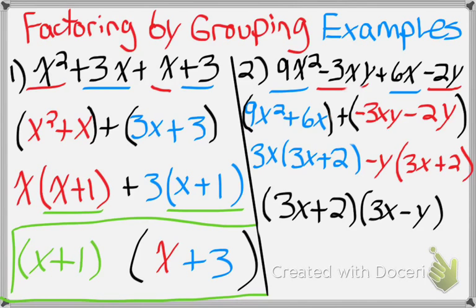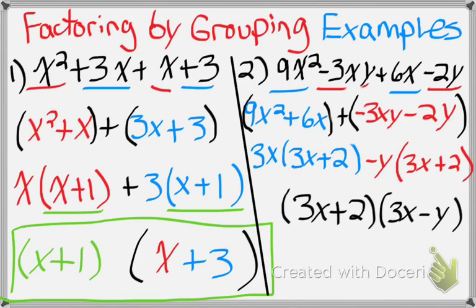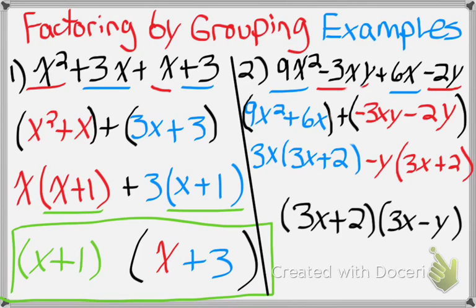And I'll say it again, if you FOIL this, or use the distributive property twice, whatever you want to call it, and if you check this, you'll end up with the exact same thing that you started with. Alright, so this is your answer. 3x plus 2, all that times 3x minus y.